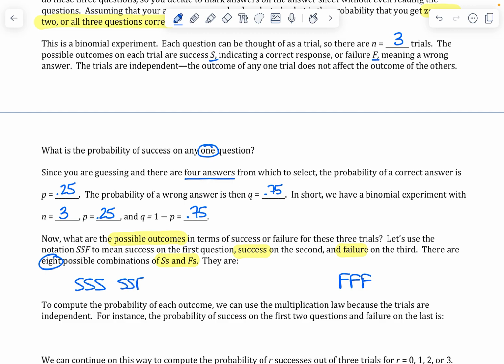Maybe you get the first 2 right and the third one wrong. Maybe you get the first and the third right. Maybe you get just the second and the third right. Or maybe you get the first one right and the other 2 wrong. Or maybe the middle one is right. Or maybe the last one is right. So these are your 8 outcomes that you can get of those 3 questions. You can get them all right, all wrong, or somewhere in between.